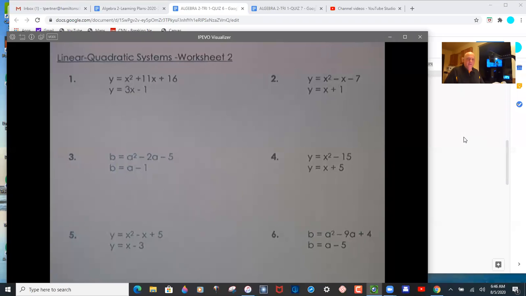This is the second assignment for the 6th quiz, and it's more practice with linear quadratic systems. And then once you feel that you have this down, get on to your linear systems giant packet and finish all of those. So on the work standard assignments, you need to finish all of those, and it's graded upon completion. So make sure that you're doing that.